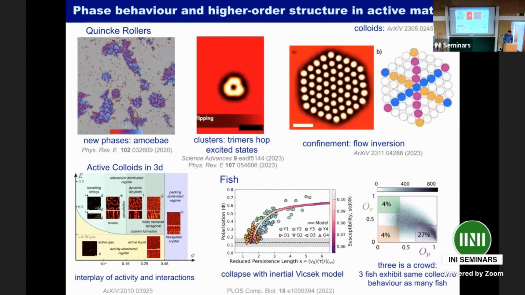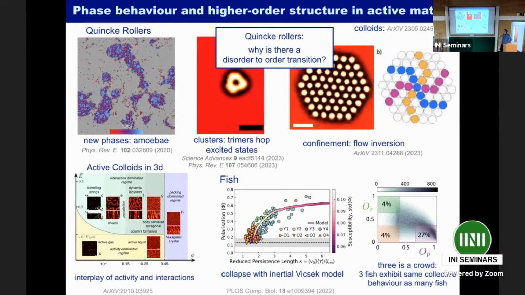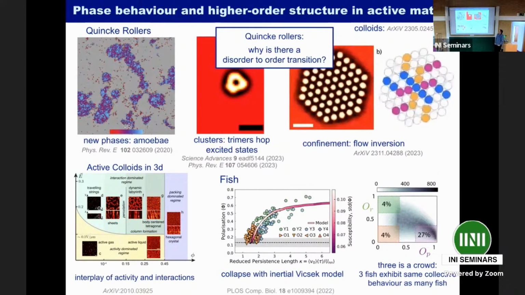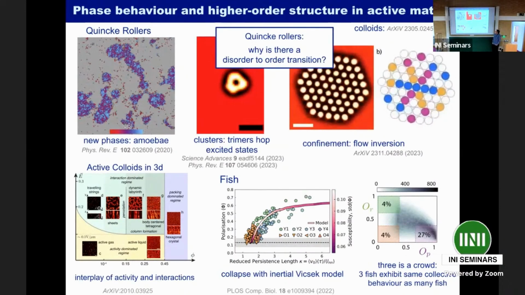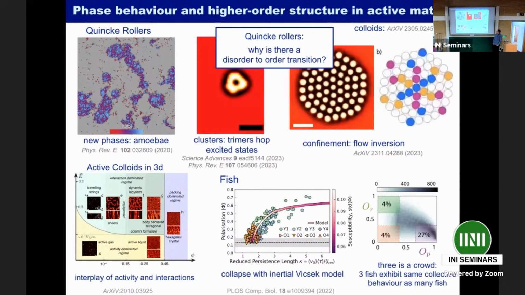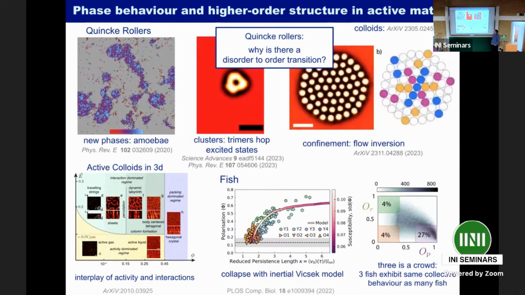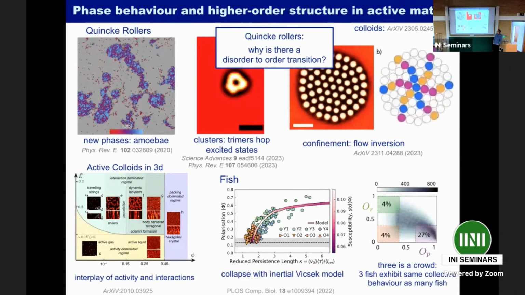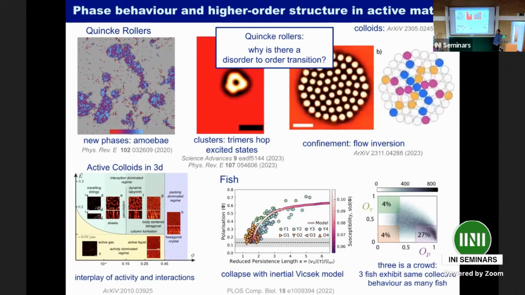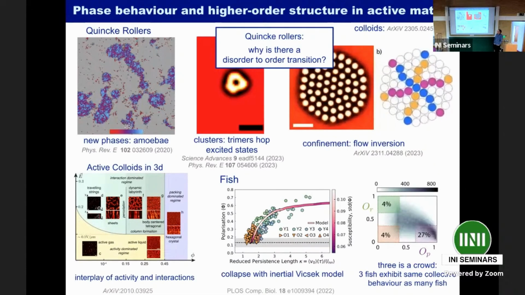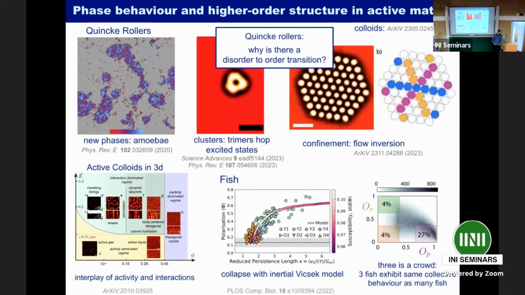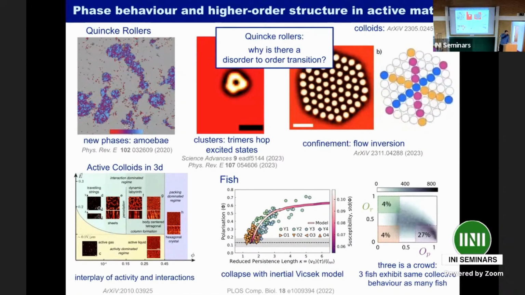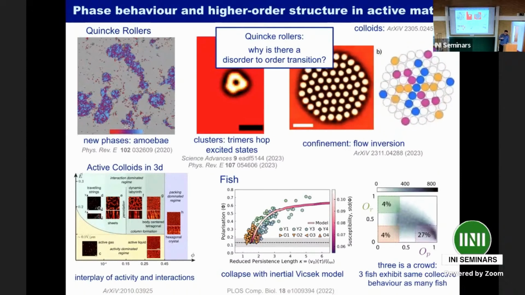And finally, a question we do have going forward is why is there an order transition in the Quincke Roller dumbbells? Okay, we've got no explanation for that at all. We think we know why dumbbells go in circles, always at the same radius, but we don't know why they decided to go in a much more ordered trajectory at a certain distance.